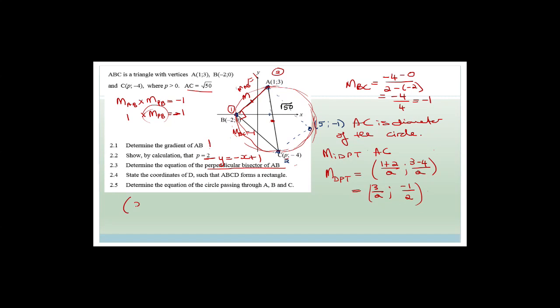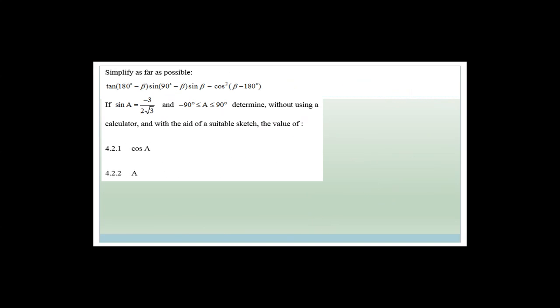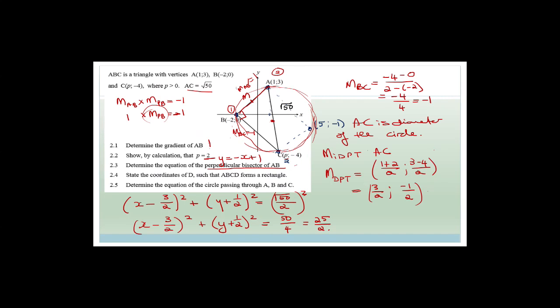So we can go (x minus 3 over 2) squared plus (y plus a half) all squared is equal to, and they told us this AC is the diameter. So we're going to halve that to get the radius, and then we're going to square it to fulfill the equation. So it's going to be (root 50 over 2) all squared. So therefore it's (x minus 3 over 2) all squared plus (y plus a half) all squared is equal to 50 over 4, which is 25 over 2. There we go. And that is the equation for the circle passing through points A, B, C. So that was actually a very sneaky question, do you agree?